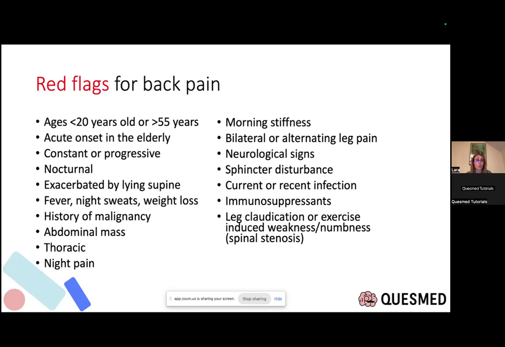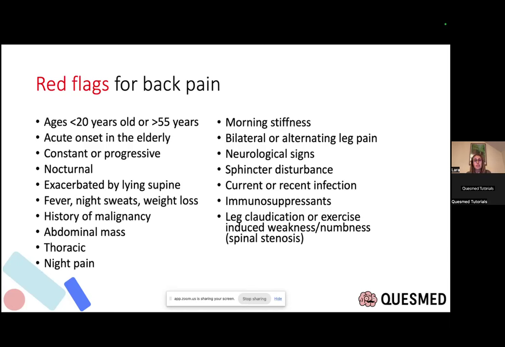You need to look for any neurology. Constant progressive nocturnal pain is always worrying. And night pain, especially in younger people and especially in children, always makes you think about an underlying malignancy. Exacerbated by lying supine, I think, is also talking to us about spinal stenosis and that postural element. Constitutional symptoms and history of malignancy is self-explanatory. You're worried about metastatic spinal cord compression or metastatic spinal disease. Abdominal mass is under the malignancy, and then thoracic back pain, which is what that SBA was testing there.